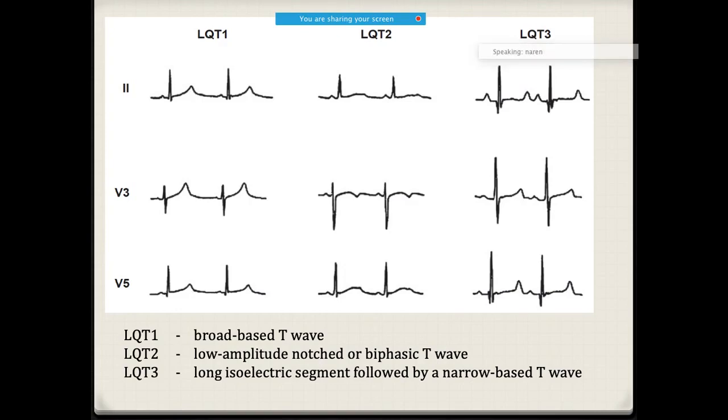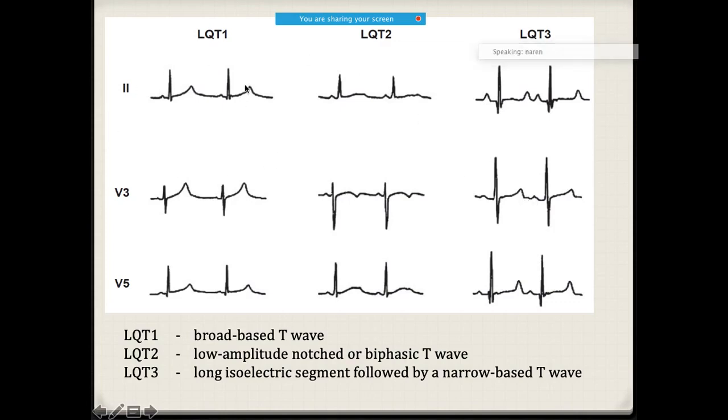As I was telling you, I had already spoken about type 1, type 2, type 3. In type 1, you notice a broad-based T wave. However, type 2 is the one with a notched or biphasic T wave. For type 3, there is a long isoelectric segment. The T wave will be normal, narrow and small, and there will be an isoelectric interval which is present after the T wave.